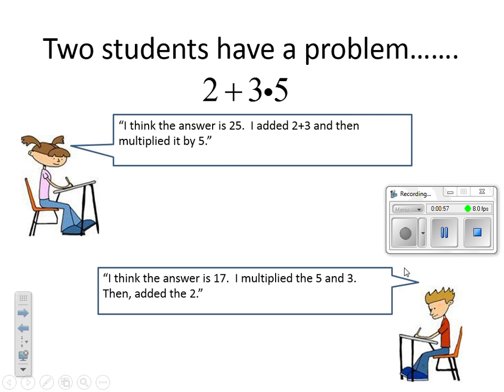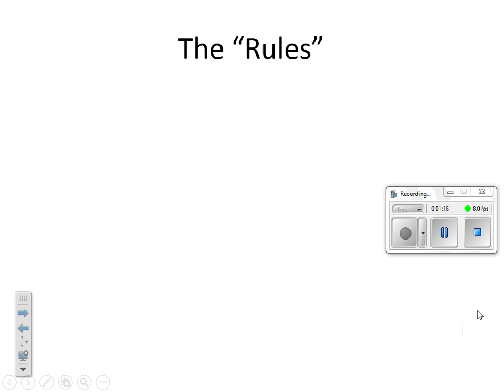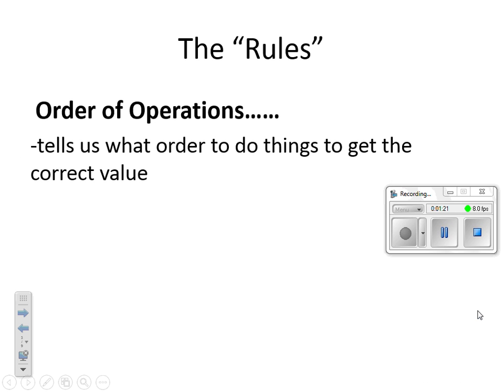Well, it seems to me that it depends on how a person looks at the problem in this case, but is that really the case? Is there a right answer? And the answer to that is yes. So now we need to take some notes on, so what is the right answer? How do we know what to do first? We have to follow the rules of math, and those are called order of operations. Order of operations tell us what order we do our math in to get the correct value.